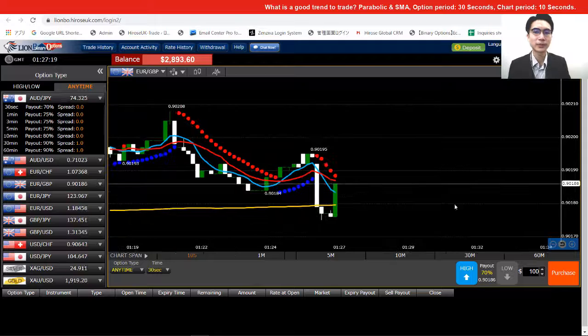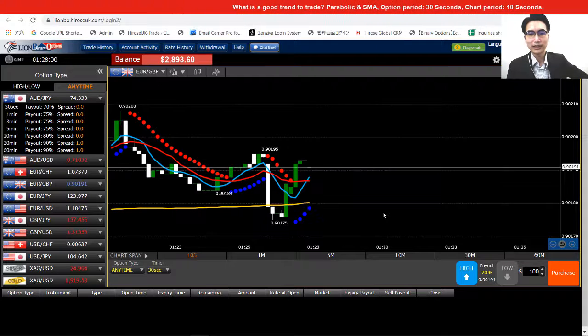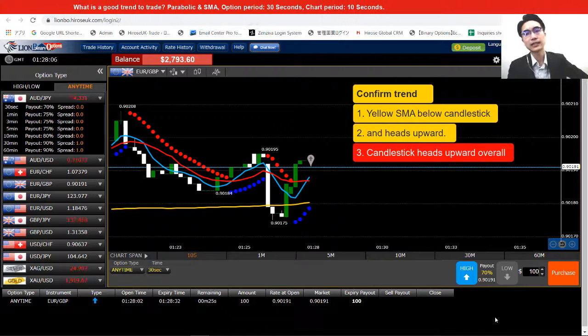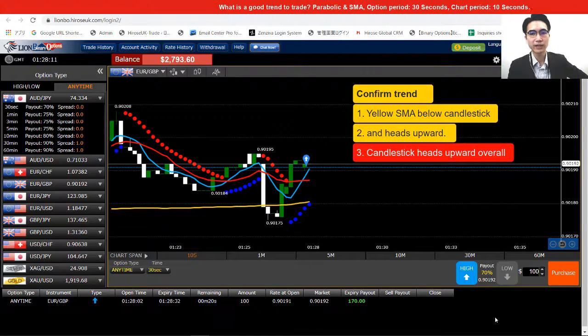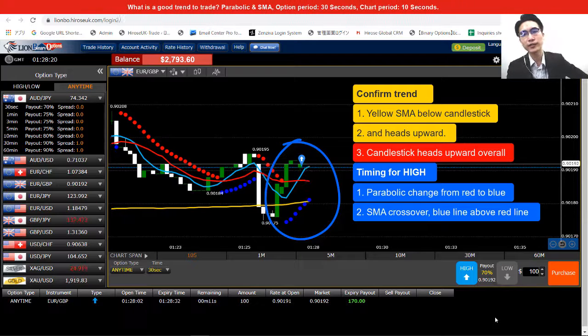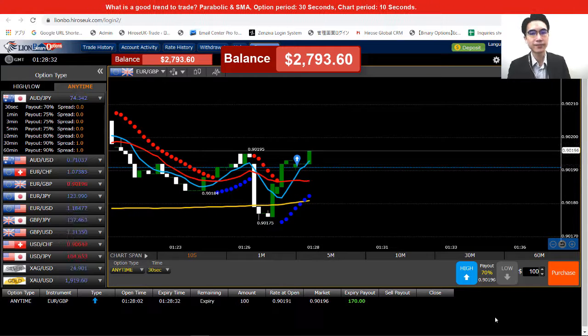Okay, so well, I'm just browsing a little bit here just to look for another trading chance. So okay, now I will place a trade and then I will explain that. You see the simple moving average is below the candlestick, and I checked just now, the candlestick movement is heading upward overall. So this information matches, and then I have a red parabolic change to blue, and the simple moving average crossover. The blue line is above the red line now, and that's why I opened that trade there. Now the trade is about to finish, and yep, it's ended in profits.